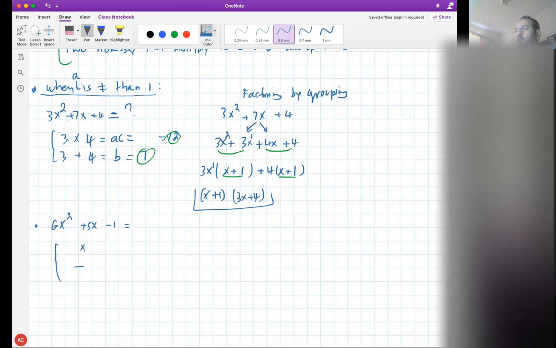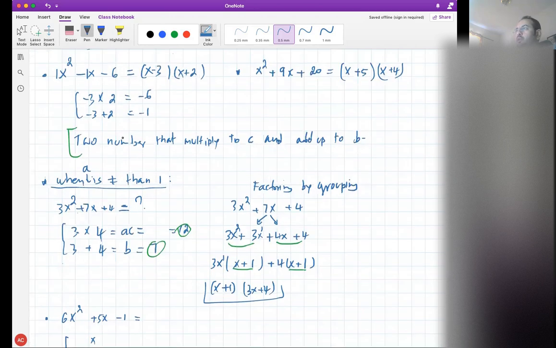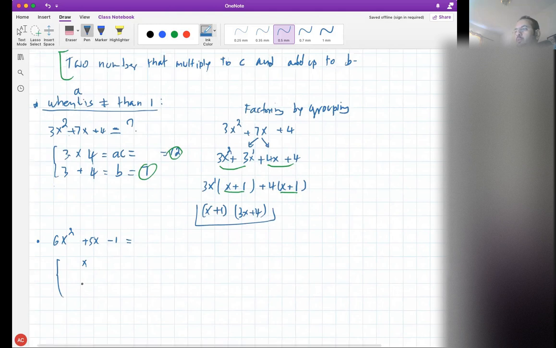Again, because A here is different than 1, we can't use the parentheses right away. We'll have to find two numbers that multiply to a certain number, and the same numbers add to something else. So we need two numbers that multiply to AC, right? A times C. What is A times C? It's -6. That's right.